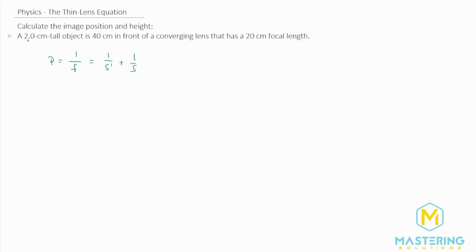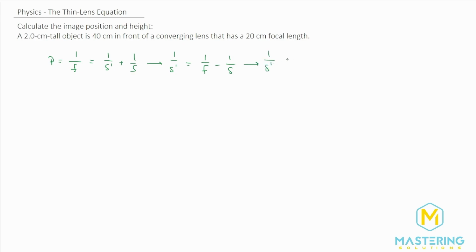We're told that the object is 2 centimeters tall and it's in front of a 40 centimeter converging lens with a 20 centimeter focal length. So we have the object distance and the focal length, and we need to calculate the image position, which is S prime, of course. So 1 over S prime is equal to 1 over F, and we'll subtract 1 over S, so minus 1 over the object distance.